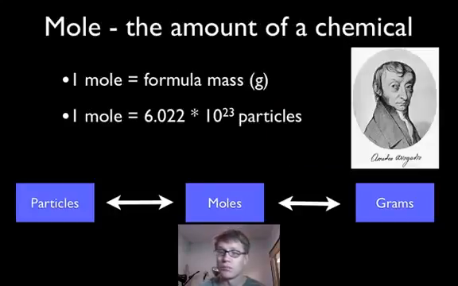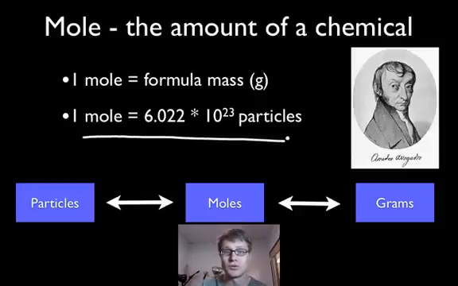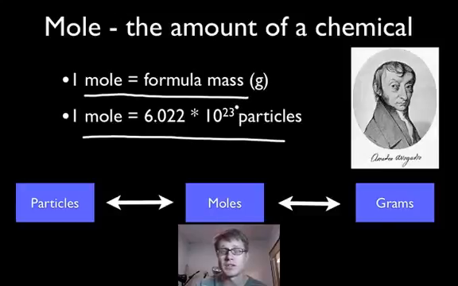So what is a mole? A mole is simply a number, 6.022 times 10 to the 23rd particles. The other thing you need to know is how much a mole actually weighs. To figure out the mass, just like we said 1 dozen eggs weighs 24 ounces, 1 mole always weighs the formula mass.